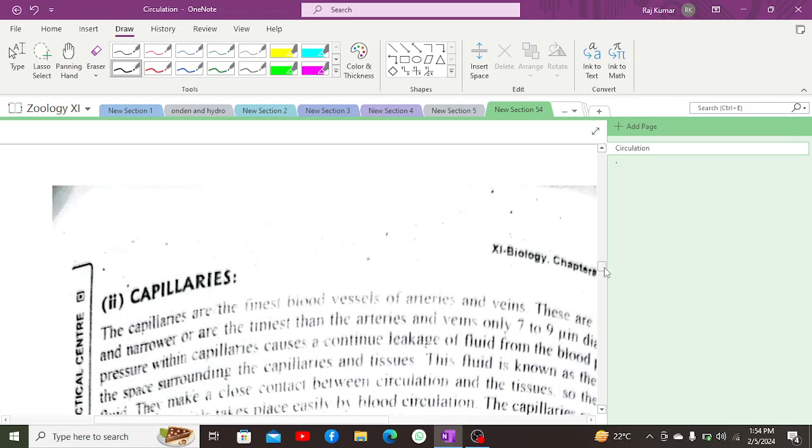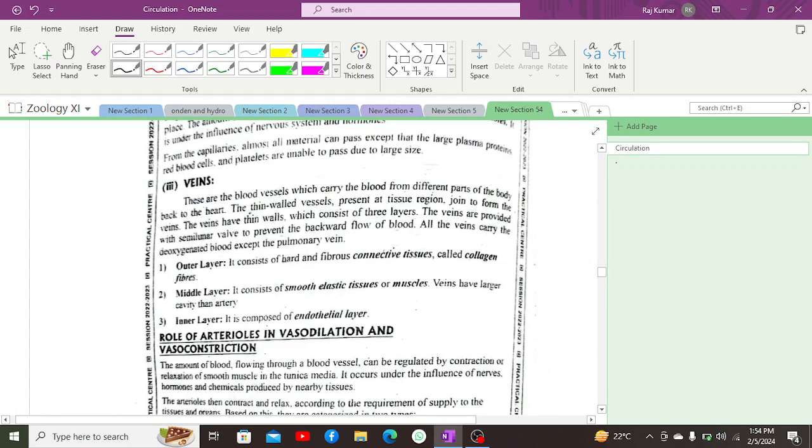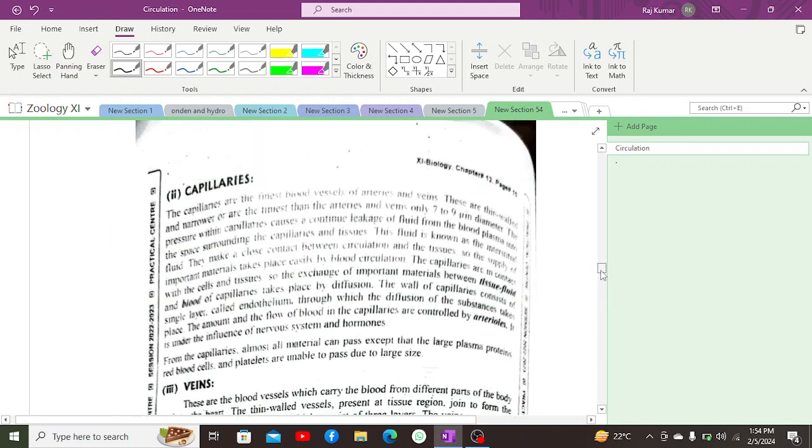These are just 7 to 9 micrometers in diameter, and these are microscopic blood vessels, the finest blood vessels of arteries and veins. These are thin walled and narrower, the tiniest compared to the arteries and veins. These are 7 to 9 micrometers in diameter.